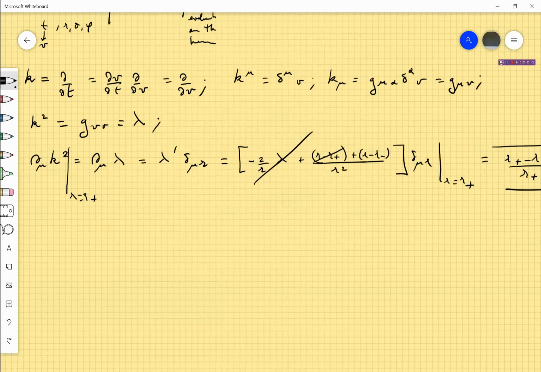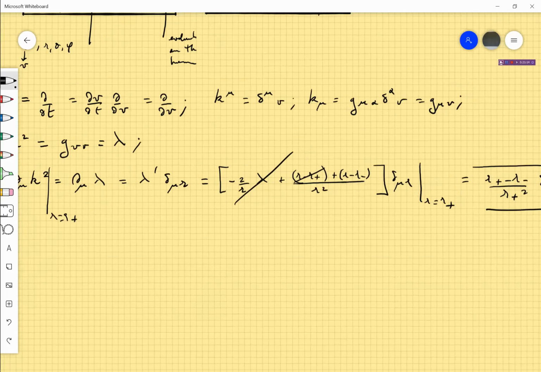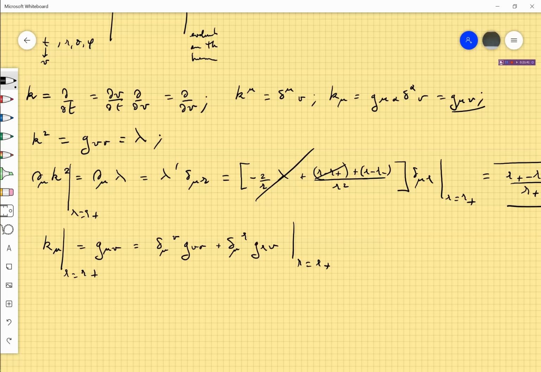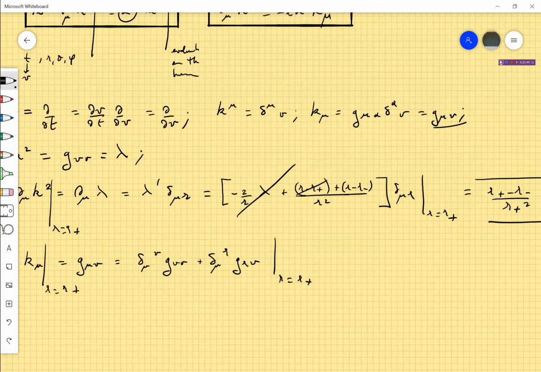Okay, this is one side of the equation. And now, if you compare with the other side of the equation, remember that we just computed k mu. This is g mu v, but this is delta mu v g v v plus delta mu r g r v. Okay, but now we want to evaluate this at r equal r plus, and at r equal r plus, by definition, GVV is lambda, so it vanishes.